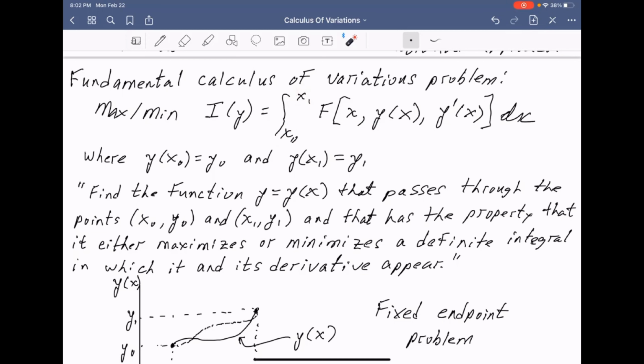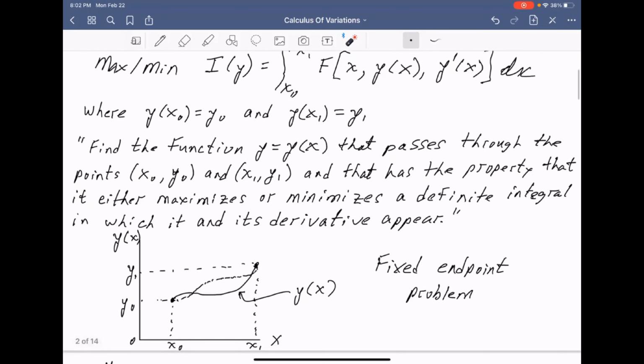Now in economics, we will generally use, instead of x0 and x1, t0 and t1. So then time becomes a very important element here. And we also note that we have starting values: y at x0 is equal to y0, and y at x1 equal to y1. So this is the starting value, and y of x1 equal to y1 is the terminal value.